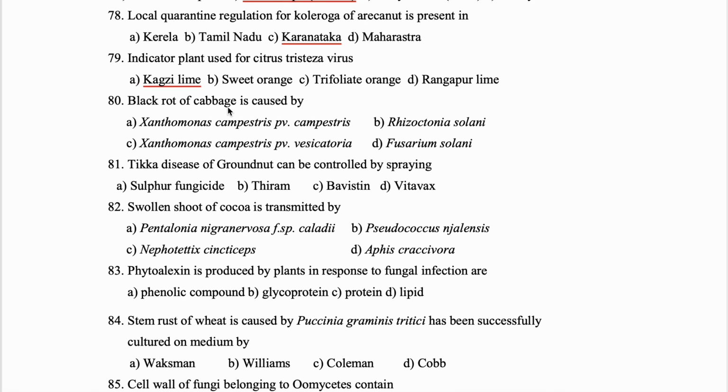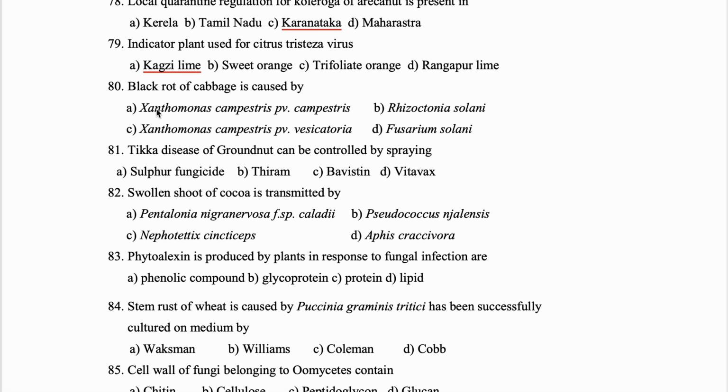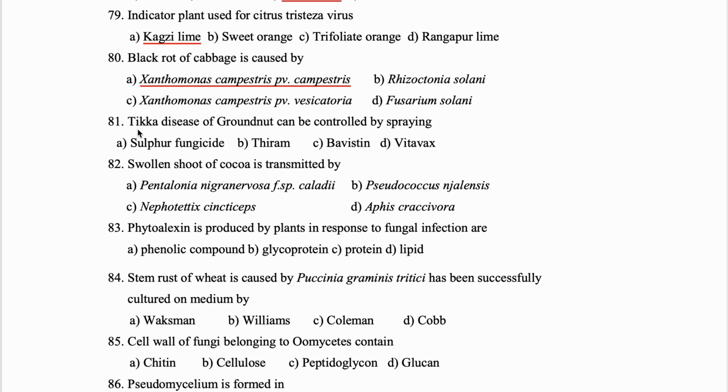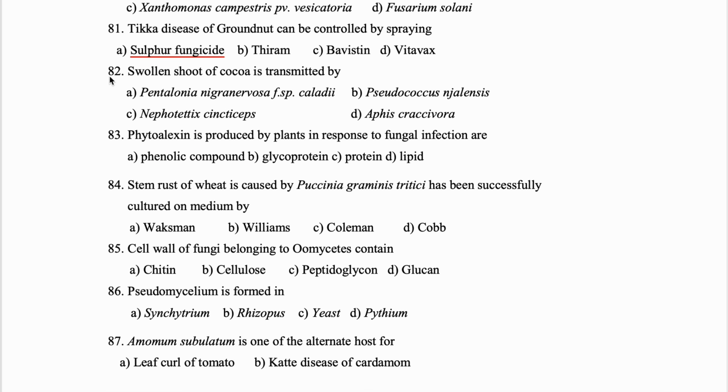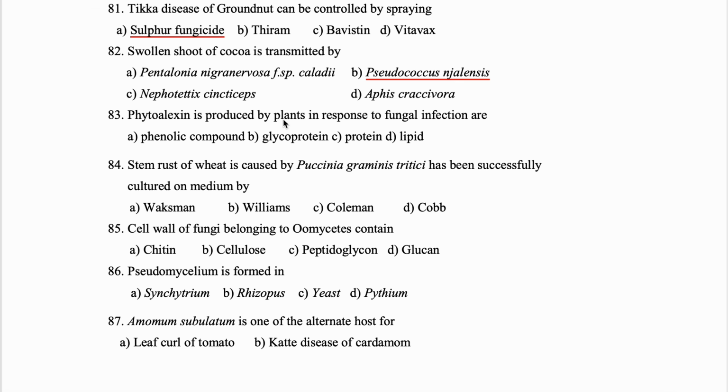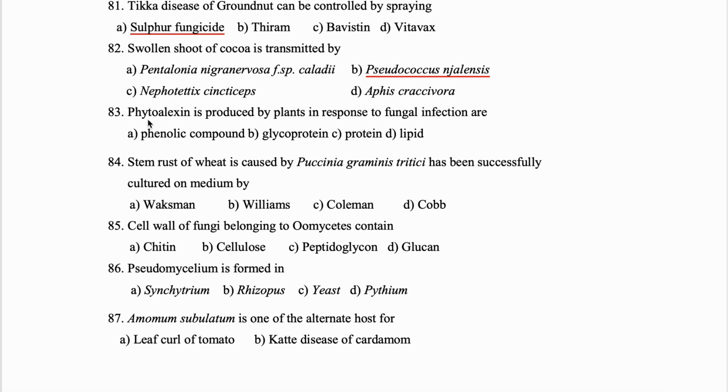Next, black rot of cabbage is caused by Xanthomonas campestris pathovar campestris. 81. Tikka disease of groundnut can be controlled by spraying sulfur fungicide. Question 82. Swollen shoot of cocoa is transmitted by what? It is a mealybug. Swollen shoot of cocoa is transmitted by Pseudococcus njalensis. This is a mealybug.